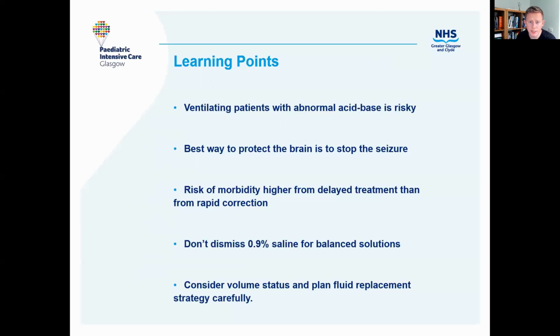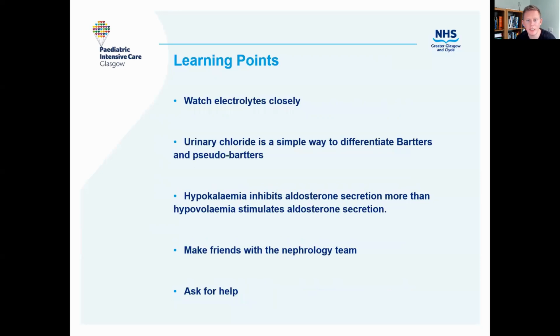I would say not to dismiss 0.9% saline for balanced solutions, and this is a prime example of when it really is the appropriate fluid of choice. And careful volume status is really important. Consider it, plan your fluid replacement, and plan it very carefully. And fundamental to that is having a really, really close eye on your electrolytes. When you get to thinking about etiologies, urinary chloride is a simple way to differentiate your Bartter-Gitelmans from your pseudo-Bartters when you get to that point.